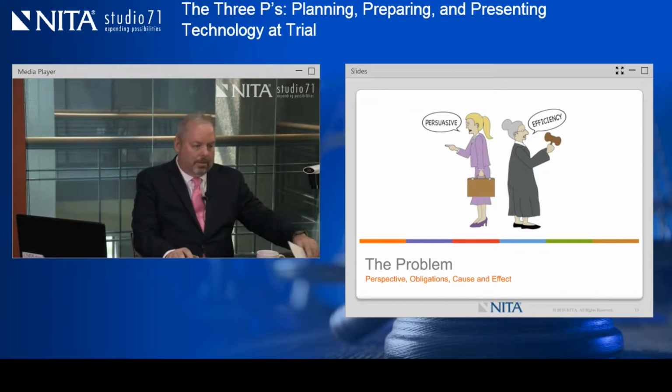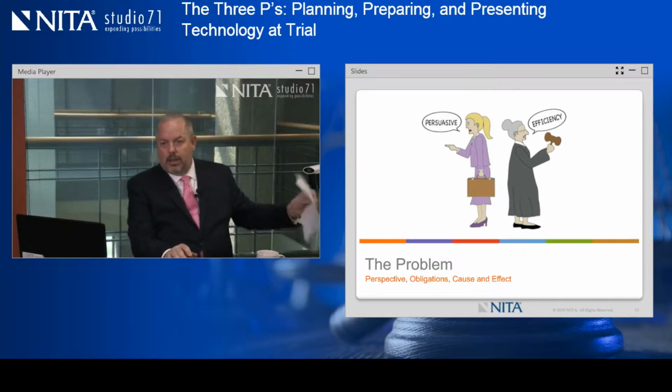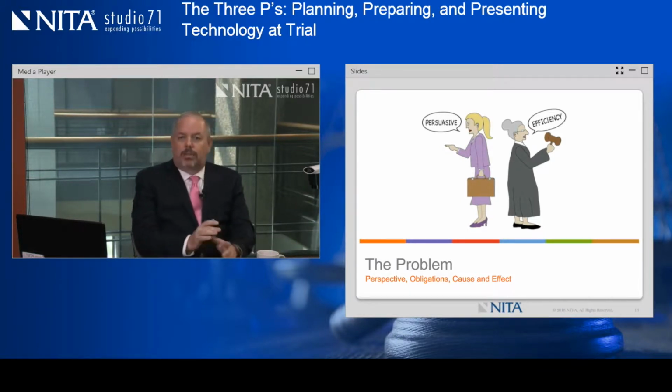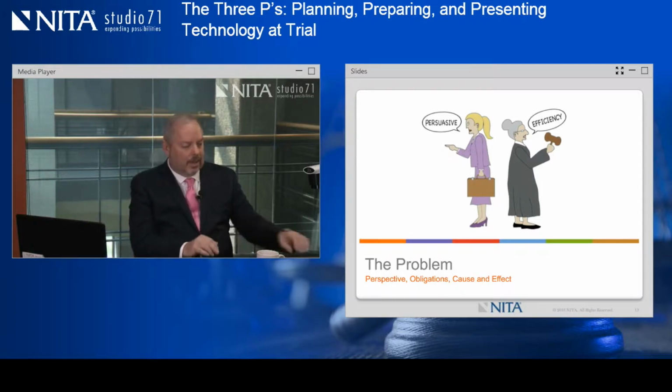So let's begin by talking about the perspectives of judges and attorneys when they use technology at trial. Judges want efficiency. They want the trial to be done quicker, and trial technology is the way to do that. So approaching the setup and use of technology at trial with judges and their staff, you should do whatever you can to make it easy on them and defer to their presentation preferences.